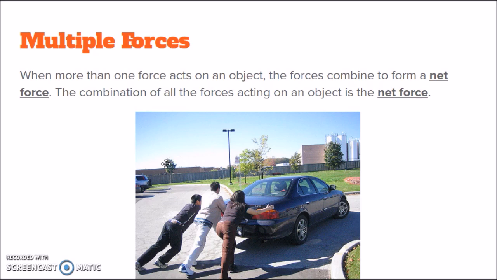When more than one force acts on an object, the forces combine to form a net force. Net means total. The combination of all the forces acting on the object is the net force. Like these three people pushing this car, maybe this car is broken down. When these three people push on it, they each put a force on this car. The total amount of force that's being put on this car is equal to the amount of force of each of these people added together. That's their net force.